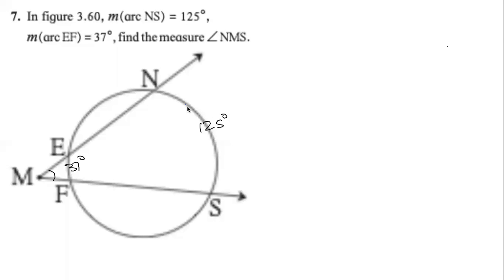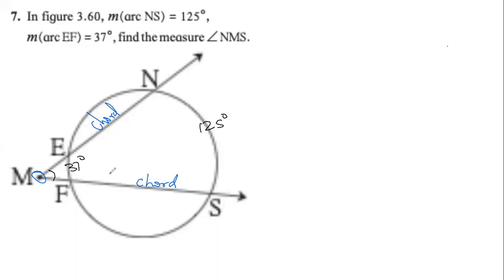Yes, correct. The two chords are NE and SF. This is a chord. This is another chord. Where are they intersecting? What is the point of intersection of these chords? M. Outside. Yes, the point is M, which is outside the circle. Very good.